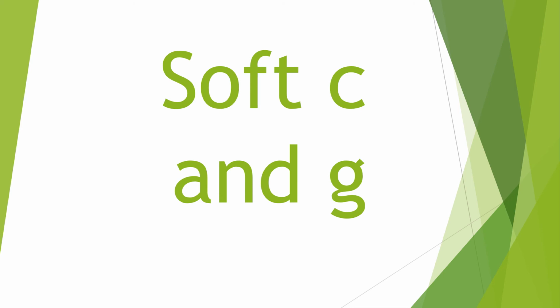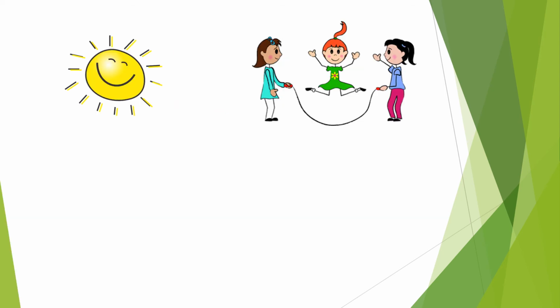Today's lesson is focusing on what we call the soft C and the soft G. Normally, when you see the letter C, you think it makes the K sound. And usually when you see a G, you think it makes the G sound. But unfortunately, there are exceptions. Today we're talking about soft C and G, which make totally different sounds.